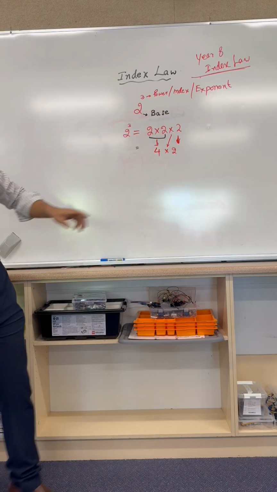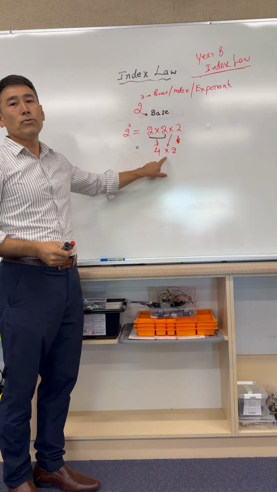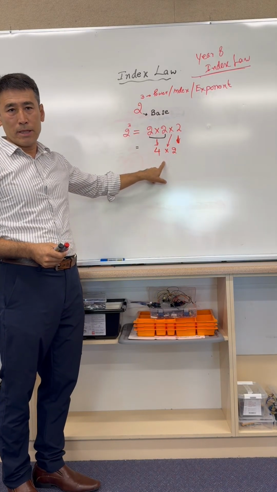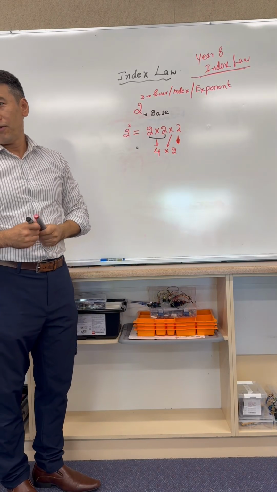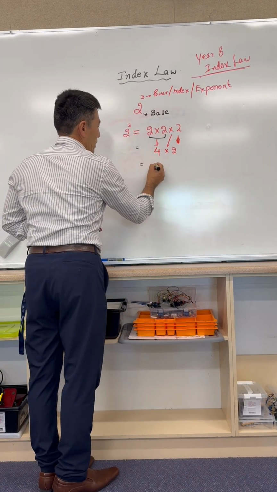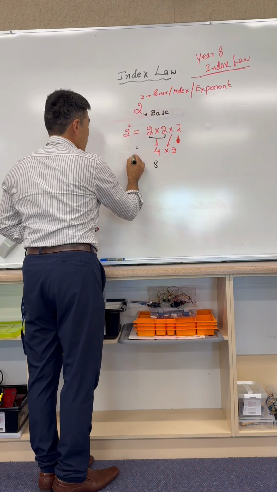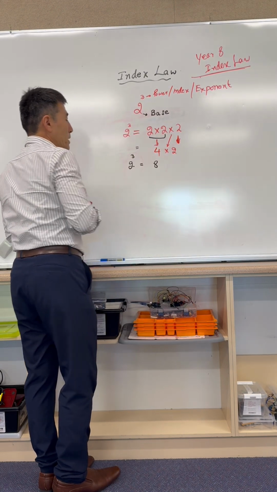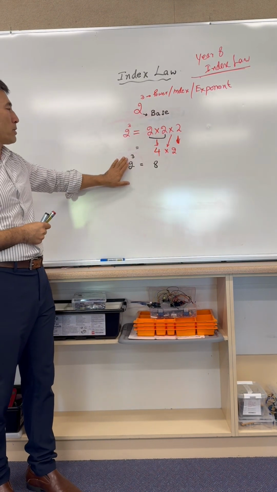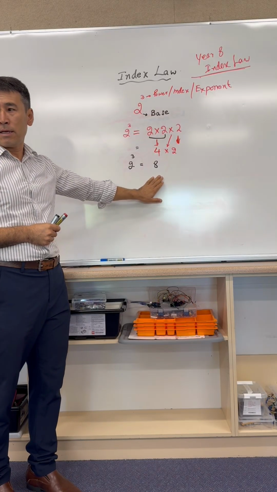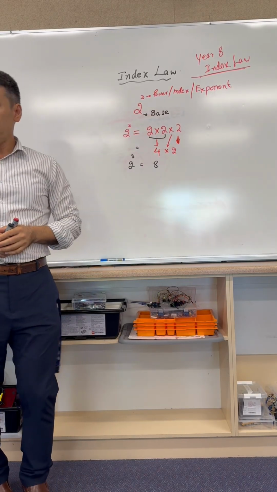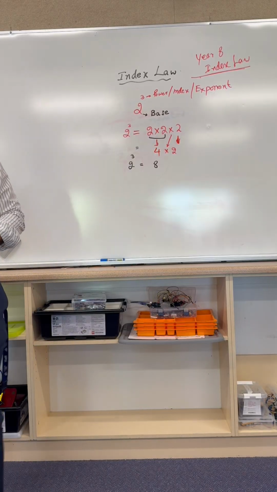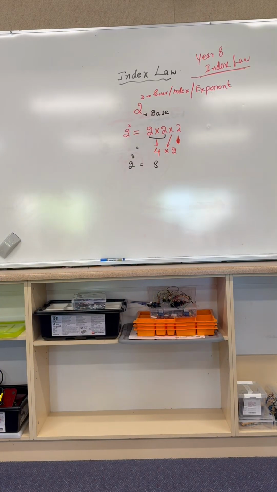Now, what is the sign between these 2? Times. So 4 times 2? 8, yes. So 8. It means 2 to the power 3, the answer is 8. So simple.